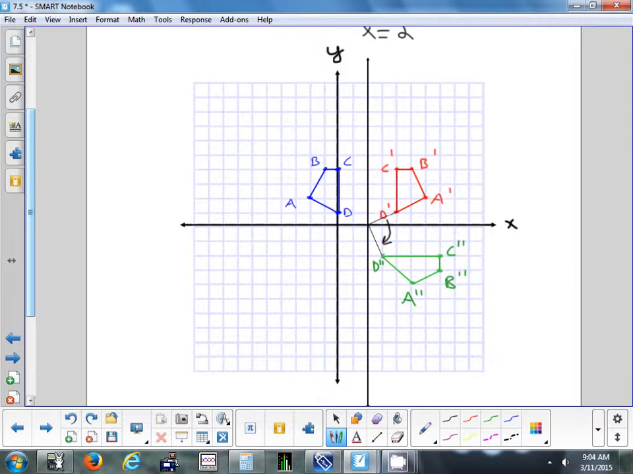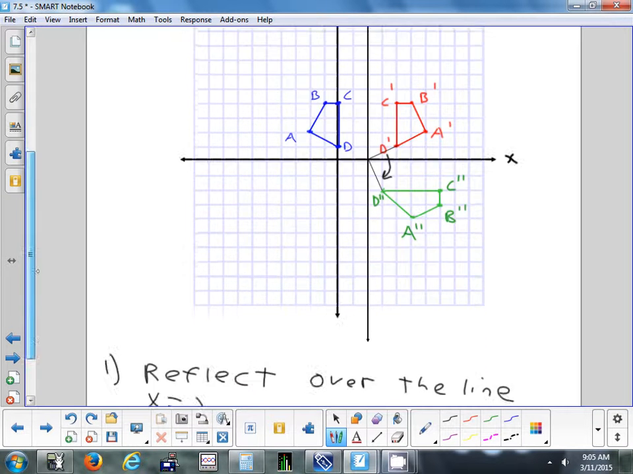Okay, second step. Now we're comparing the red to the green. Okay, what kind of transformation would change the red shape to the green shape? Translation, reflection, or rotation? Oh, Sarah? Yeah, that's a rotation. Okay, and I'm not going to do a tricky rotation. I'm going to try to make it look very obvious what it is. How much does the angle of rotation look like? Yeah, so that is 90 degrees.